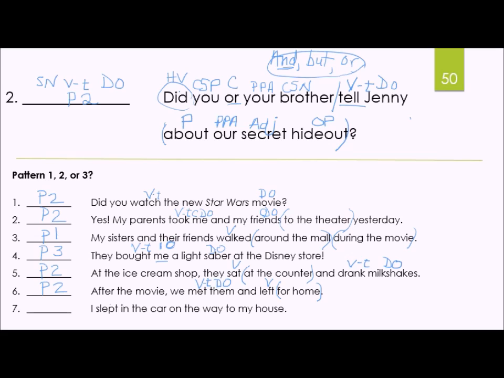All right, I slept in the car on the way to my house. What's the action? Slept. Now you know your prepositions, so you know that in the car is a prepositional phrase, on the way is a prepositional phrase, to my house is a prepositional phrase. Do you see any answer to the question, slept what? No, it doesn't say I slept a long time. There's nothing after that says what about slept. So we have the pattern 1 sentence here.